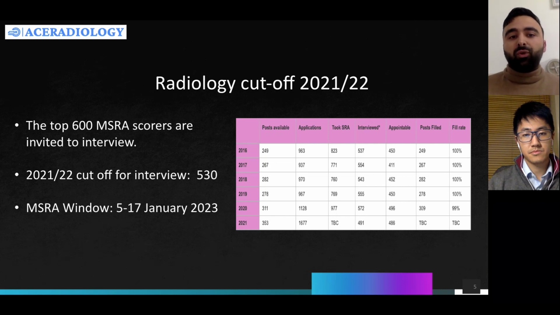But yeah, do look at the respective specialty websites, and they will possibly tell you what the cutoff was, or speak to trainees in that respective specialty. The MSRA window this year is between 5th and 7th of January 2023, meaning you should, in the next couple of weeks, get an invitation from Pearson VUE, which is essentially a driving test centre where you'll actually sit this exam, and then you pick a date and sit the exam on that date.